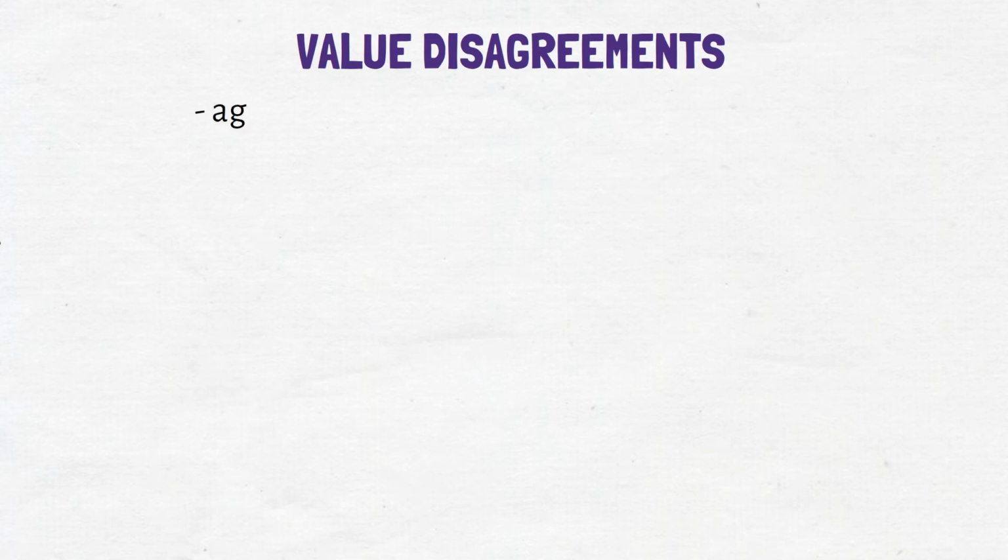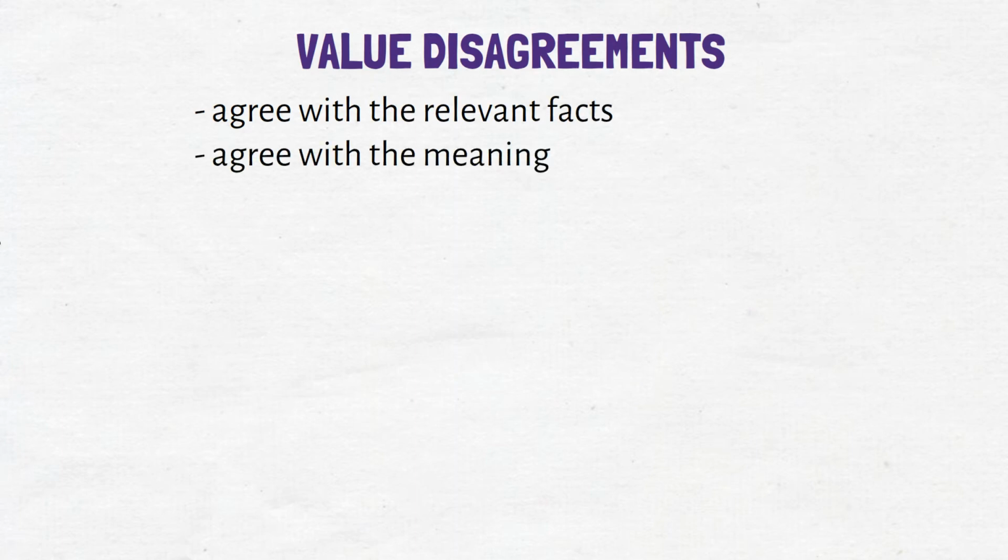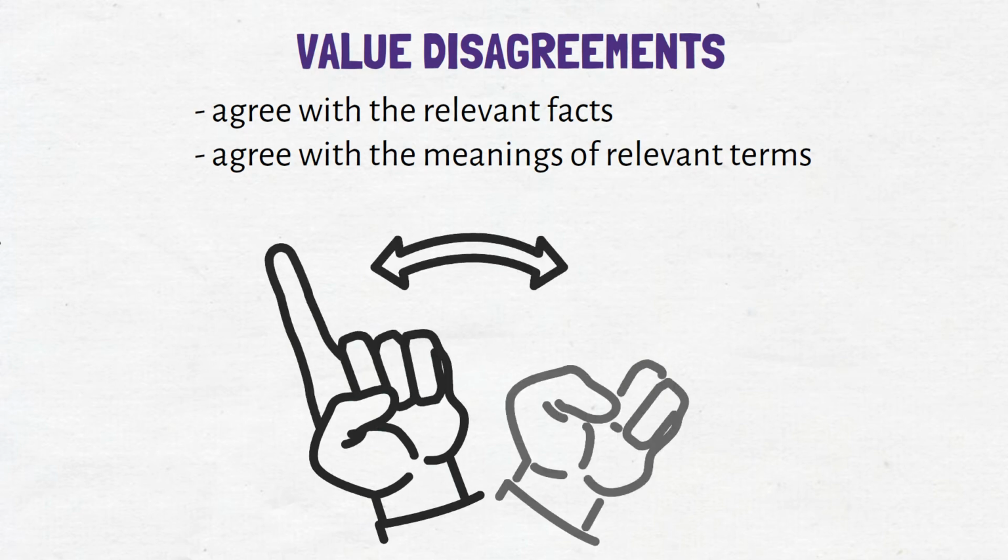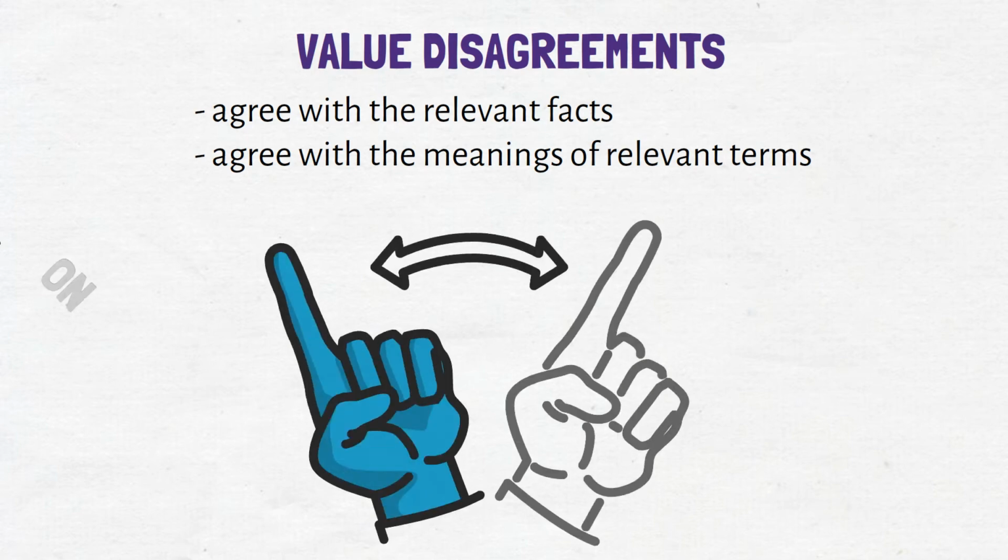Finally, the hardest kind of moral disagreement to resolve is value disagreements. Most of the disagreements of this kind agree with the relevant facts and meanings of terms that pertain to a certain moral issue. The problem, however, lies with each side having a set of values that is contrary to one another. Consider the ethical issue of eating animals.